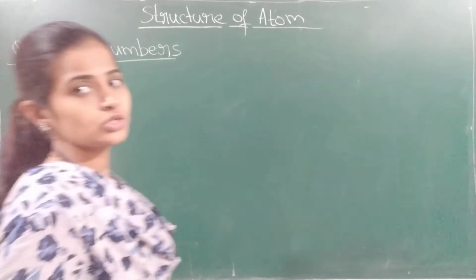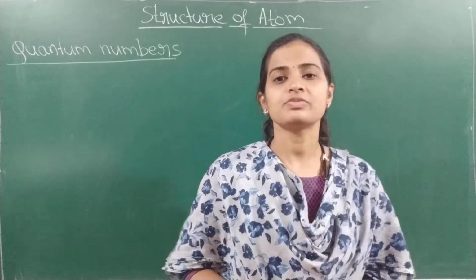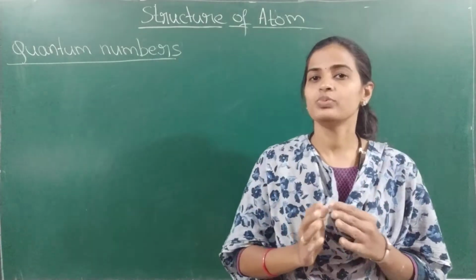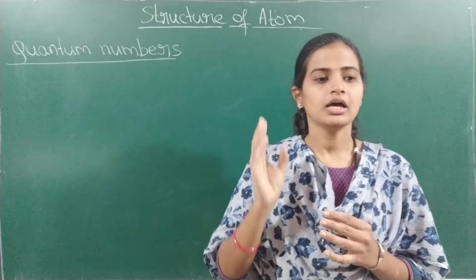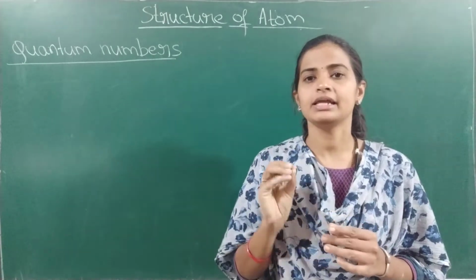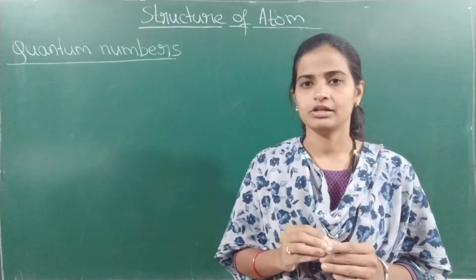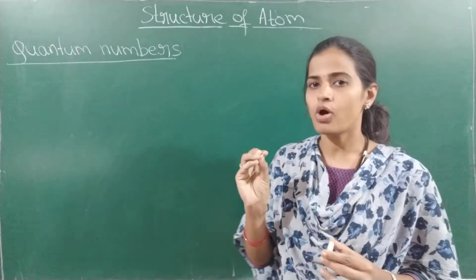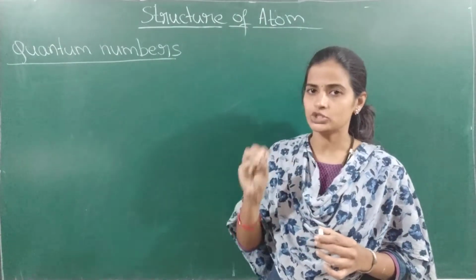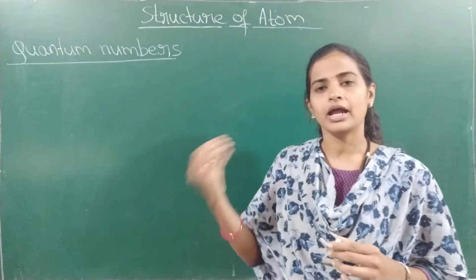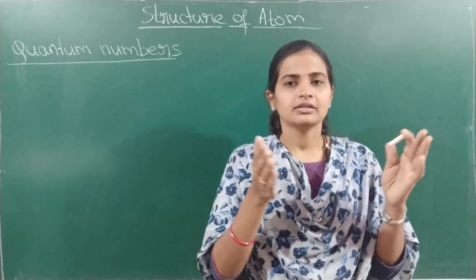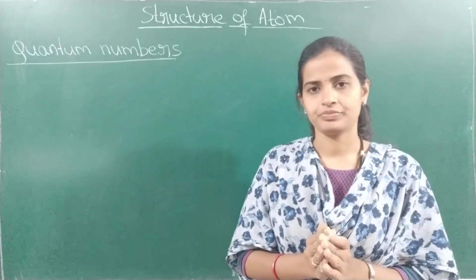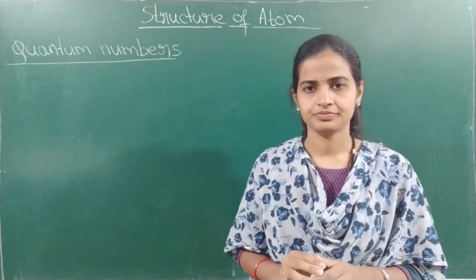Next we'll move on to the concept of quantum numbers. As I have explained in the previous video, quantum numbers are the numbers which give the information about the probability of finding the electron in the orbital. It is like an address of an electron. If we go on finding the value of each quantum number, at the end we will get the maximum probability of finding an electron.